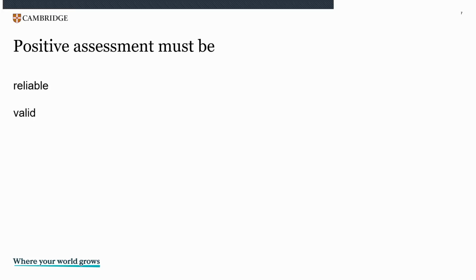A test or assessment must also be valid. Are the exams or assessments an authentic test of what the students know? What are we actually testing? Do we really know? And more importantly, do our students know what we're testing, especially in CLIL subjects?